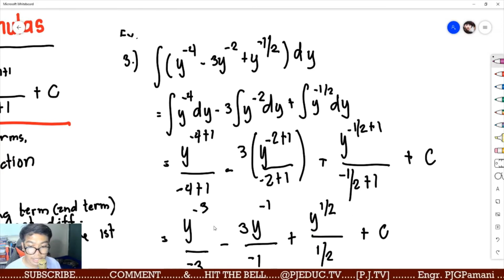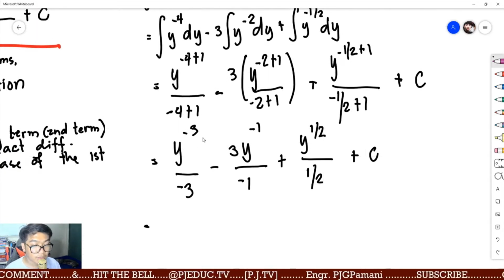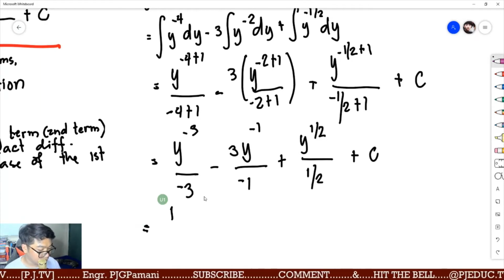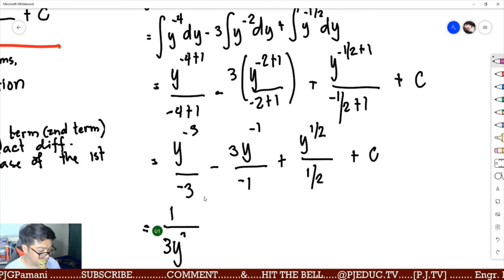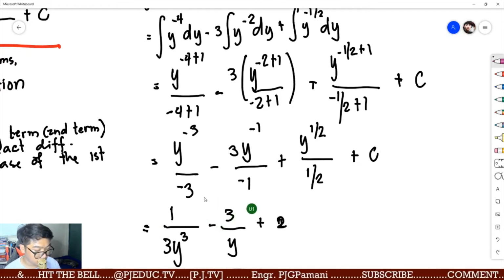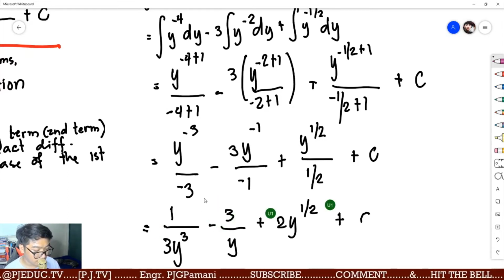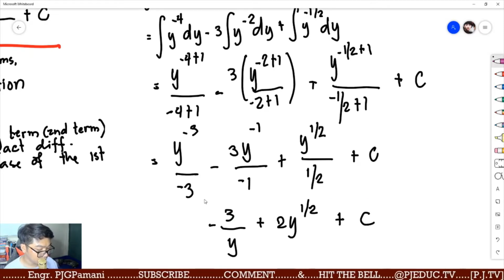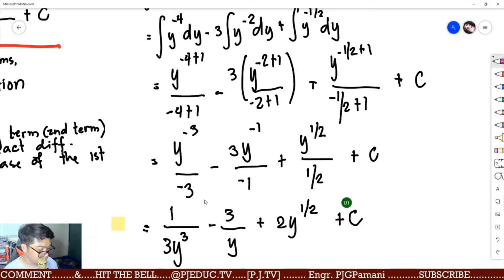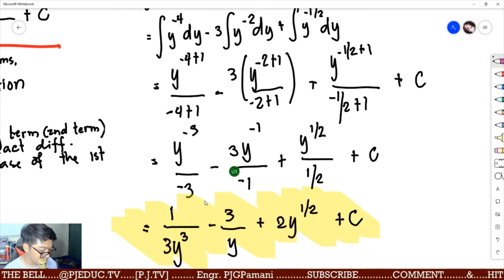Simplify. A variable having a negative exponent should be expressed as an inverse. So our answer is 1 over 3 y raised to 3 minus 3 over y plus 2y raised to 1/2 plus c. That will serve as our final answer.